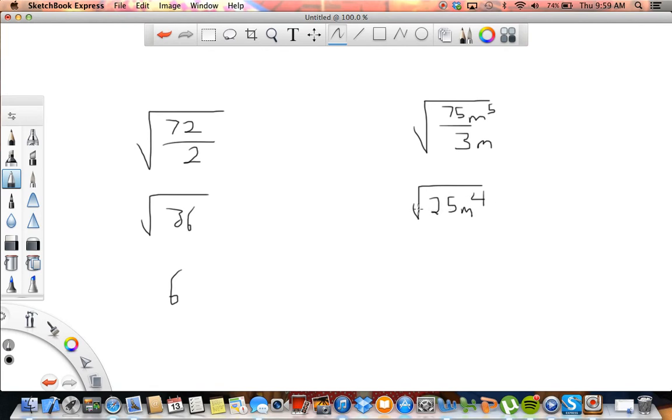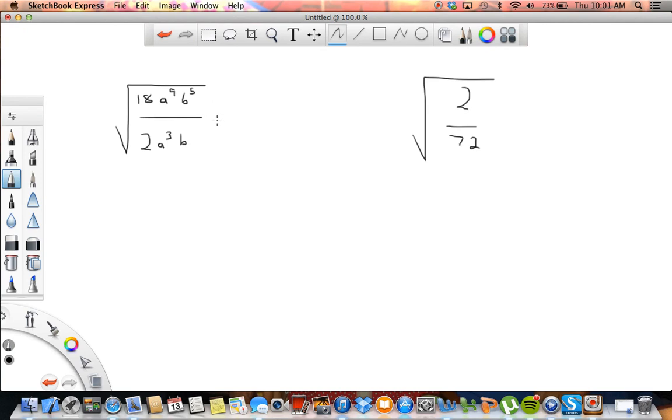Are we done yet? No. Why are we not done? Because this is not simplified as far as it can go. So you always have to see, is there anything else that I can simplify on these problems? Well, let's take our original number here, 25. The square root of 25 is going to be 5. M to the 4th, to get the square root of that, we just simply divide the 4 by 2, remember that from our earlier problem. That's going to leave me with m squared. So 5m squared is completely simplified.